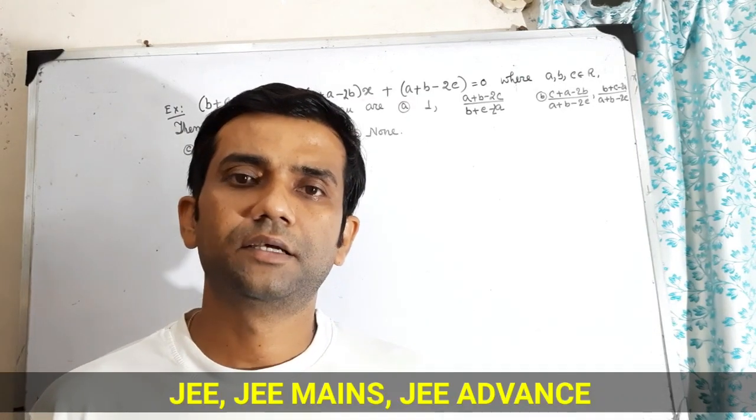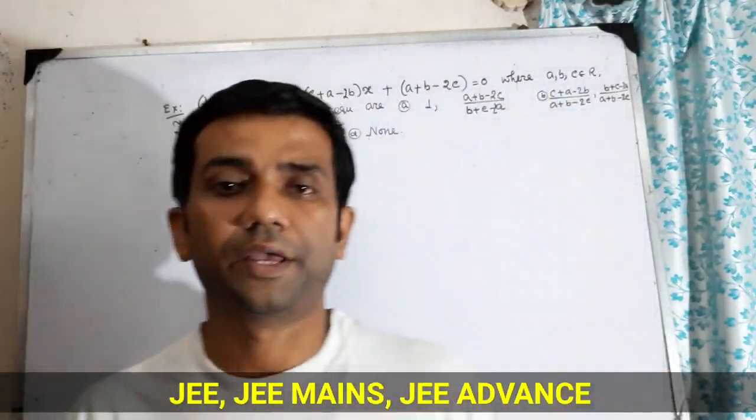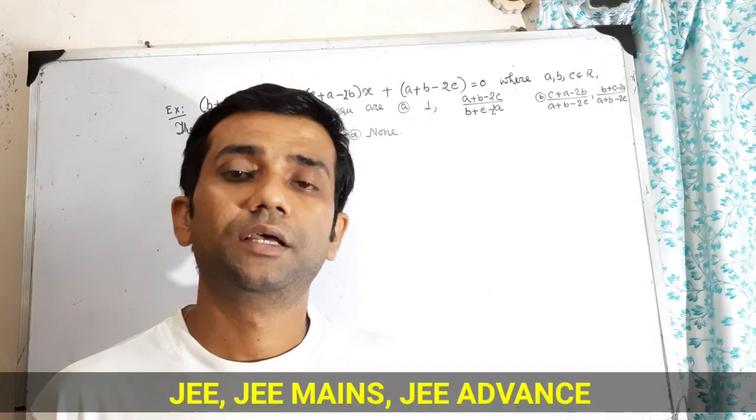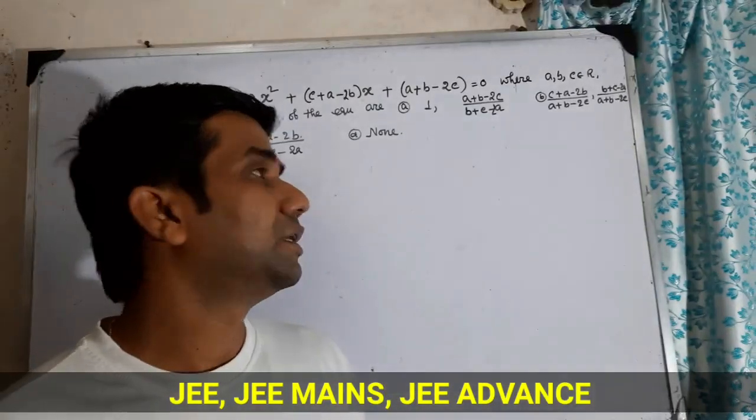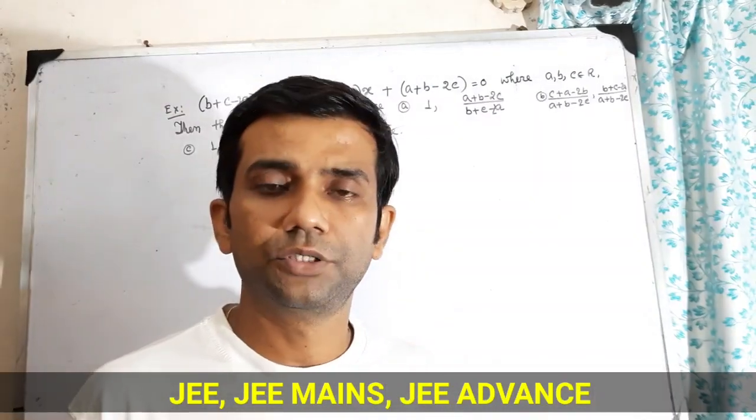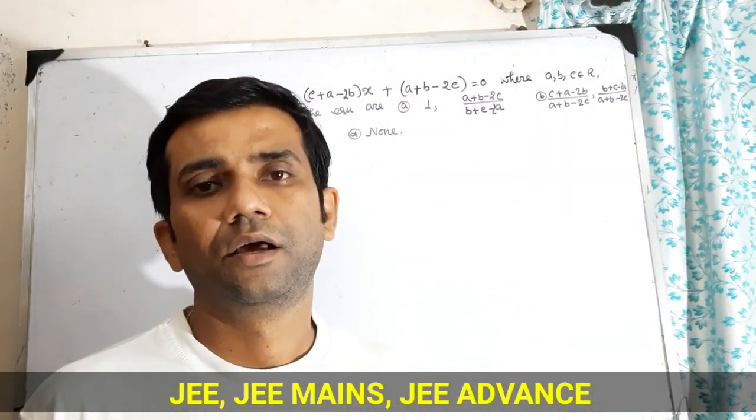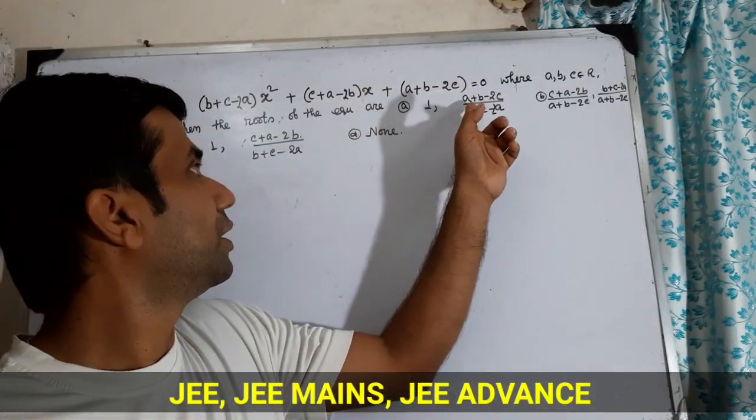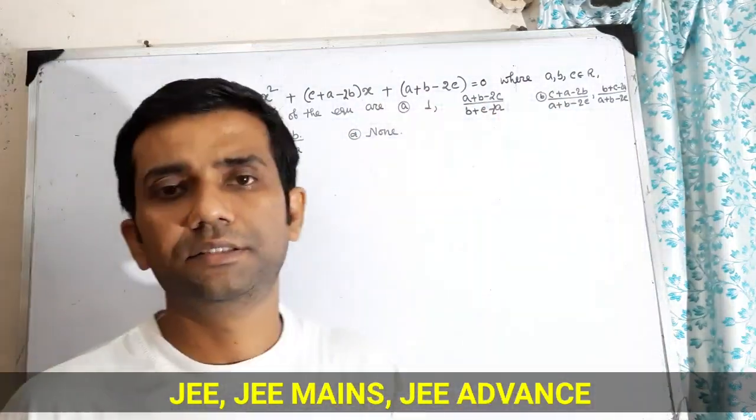Here it is given that (b plus c minus 2a) into x square plus (c plus a minus 2b) into x plus (a plus b minus 2c) is equal to 0. The roots are 1, comma a plus b minus 2c by b plus c minus 2a, and d is none.